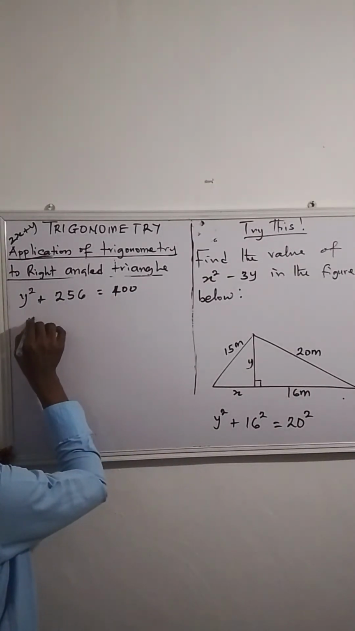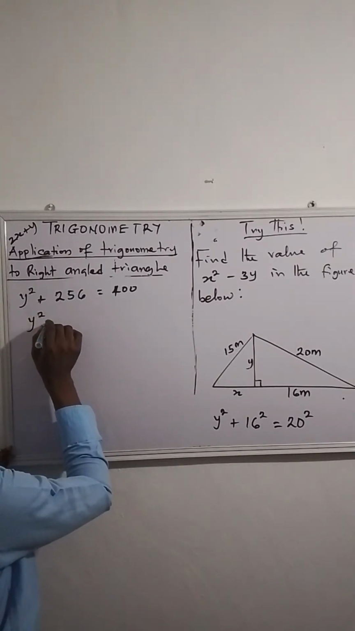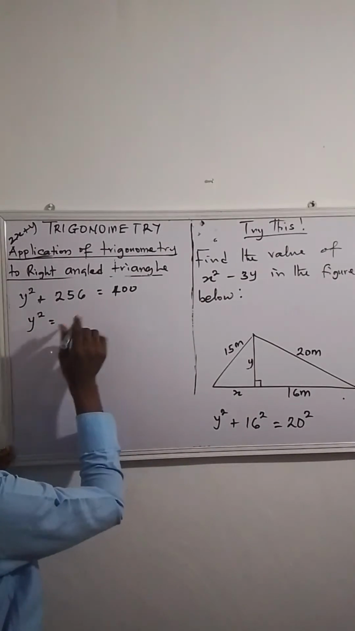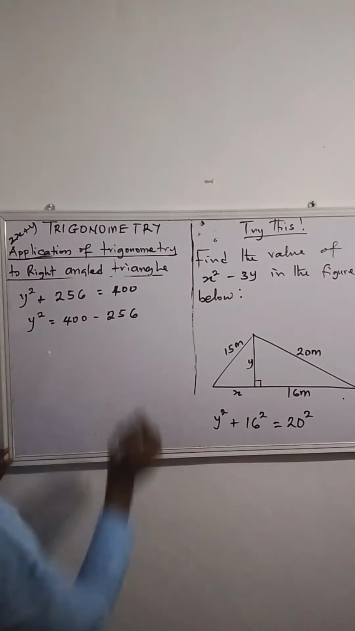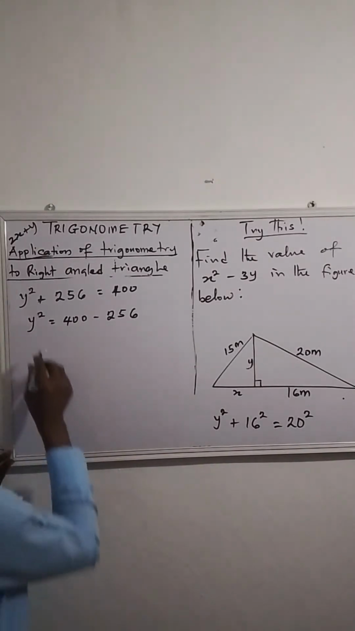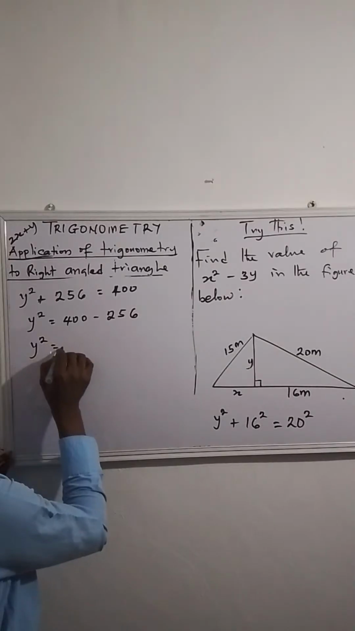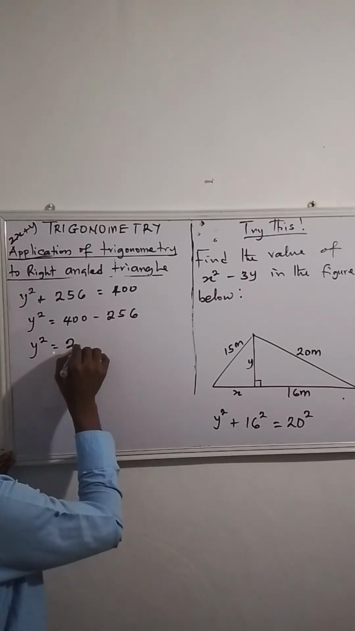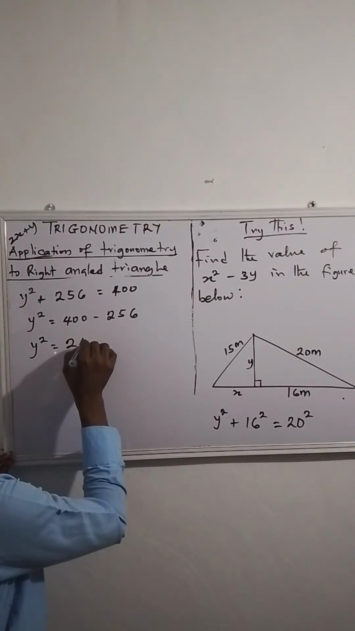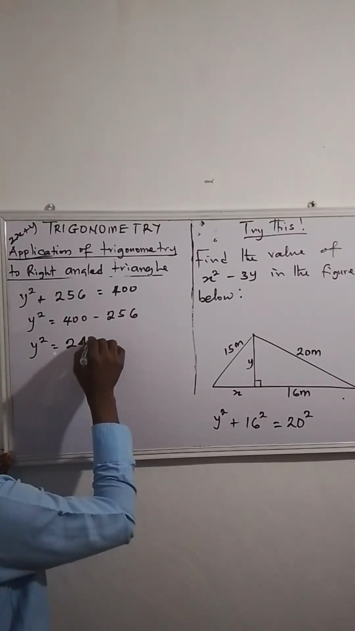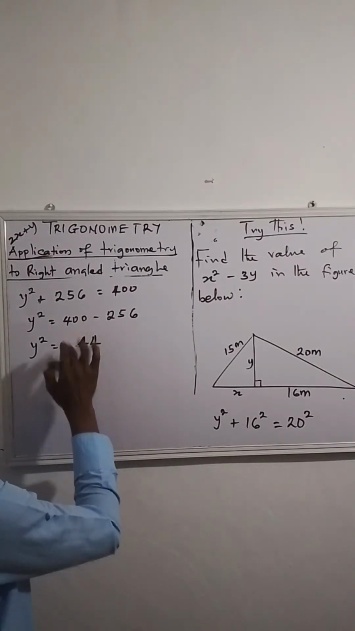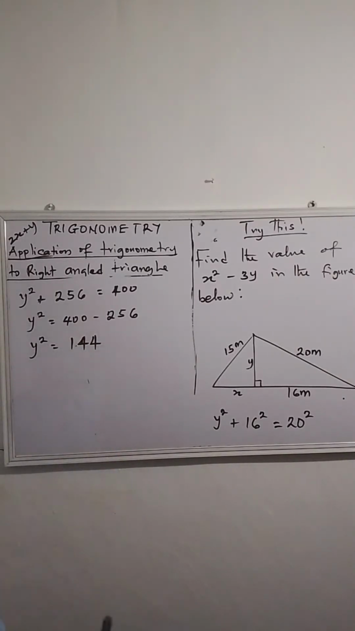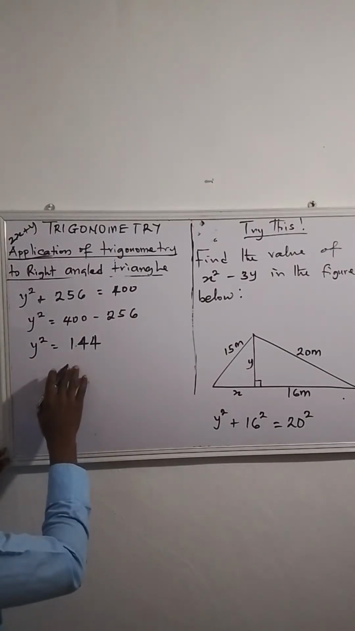So we have y squared equals 400 minus 256. All right, so when you subtract, what do we have? We have 144. Sorry, so that's what we're going to have. So 144. Here you can take the square root of both sides.